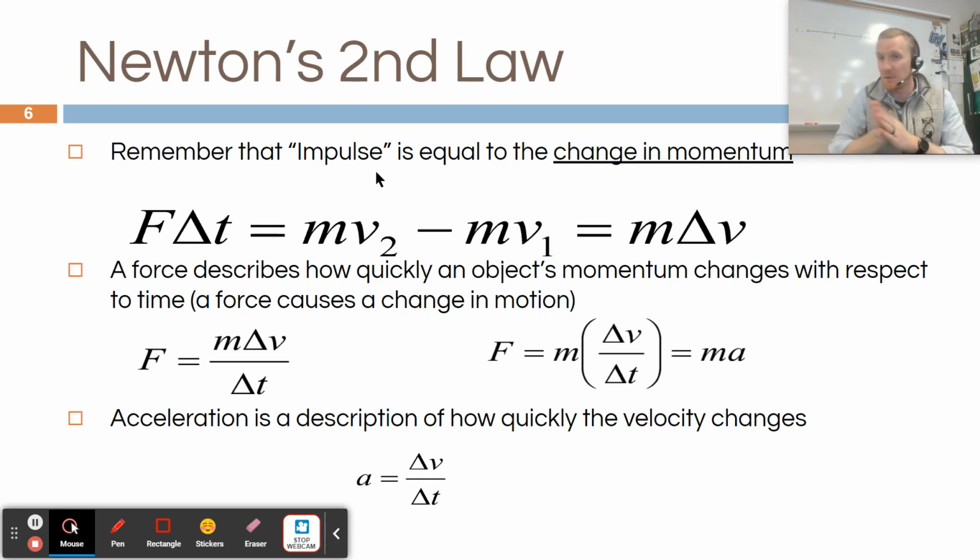Remember, Superman can stop a speeding train in two ways. If he wants to bring that train to a stop, if he wants to give it an impulse, he can either apply a very large force over a very short period of time, or he can apply a very small force and he can still stop that train. It's just going to take him a lot longer to do.